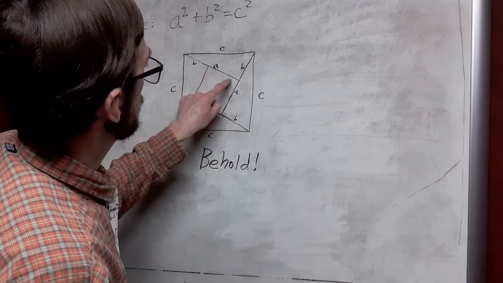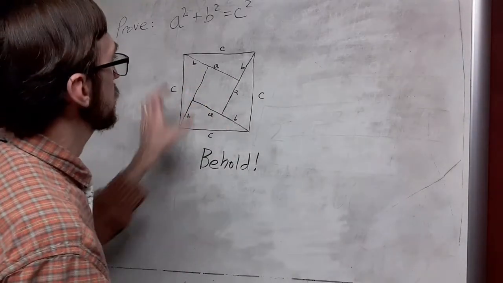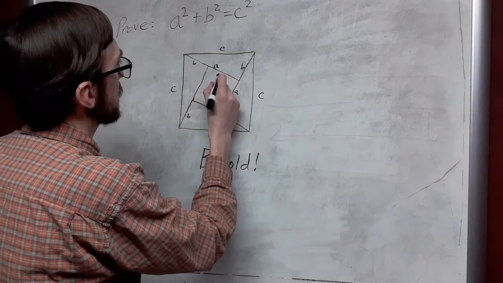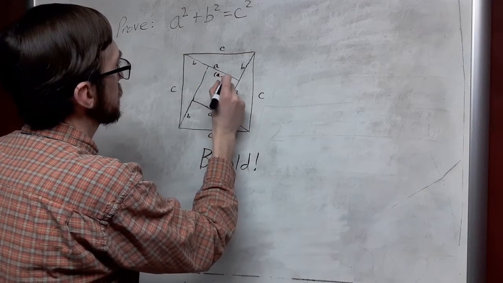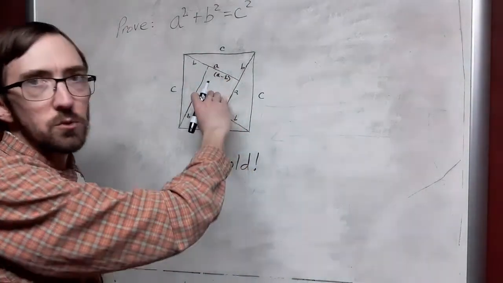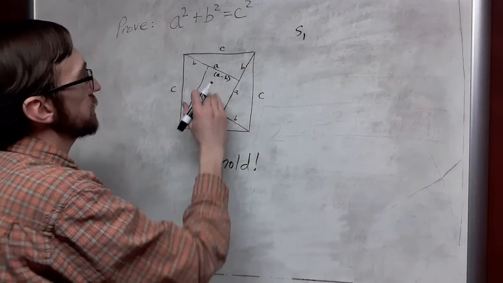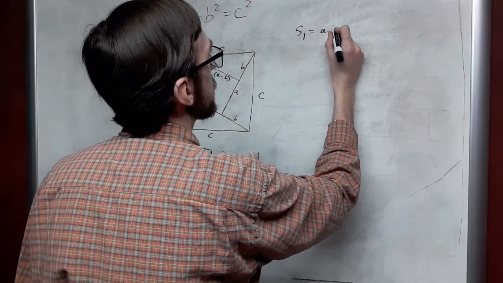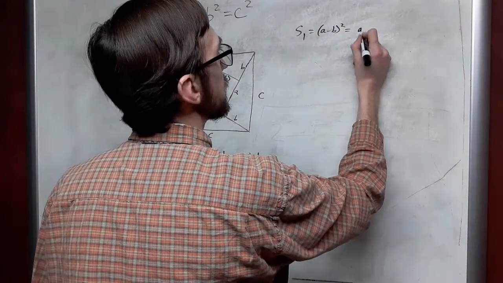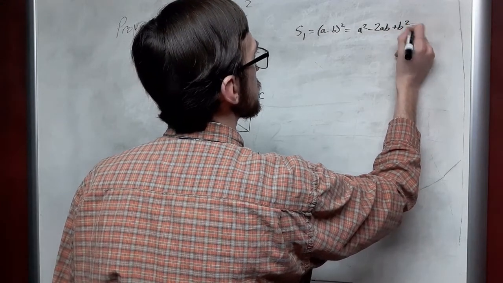So what is the measure of this segment in here that makes up the side of the square on the interior? Well, it's the length A minus this length B. So this is A minus B will be the side length there. So looking at the interior square, we'll call that S sub 1. The area for the interior square will be A minus B squared. And that will expand out to be a squared minus 2ab plus b squared.